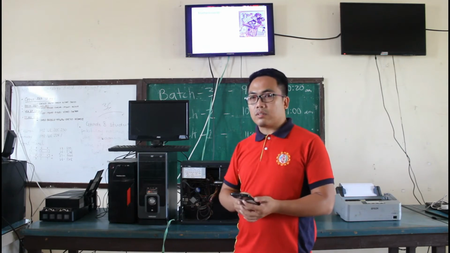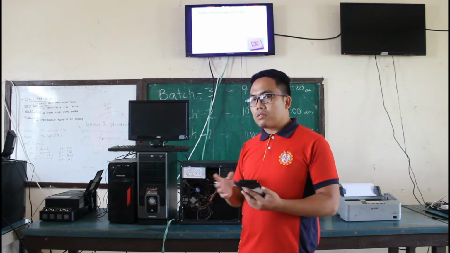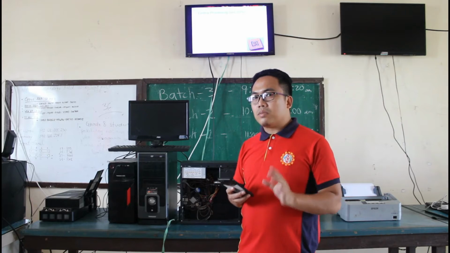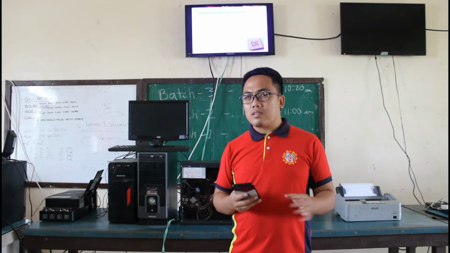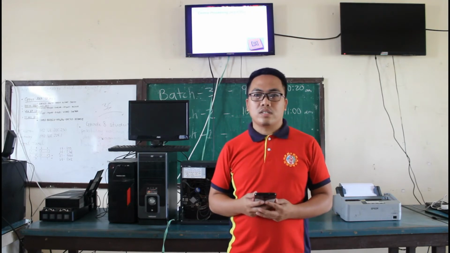The next internal component is the central processing unit, also known as the brain of the computer. It is considered the most important element of a computer system. Why? Because it executes programs, which are sequences of stored instructions.